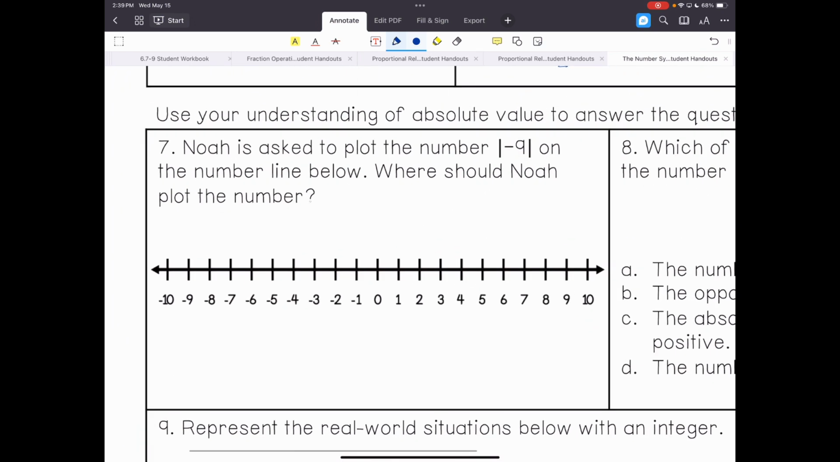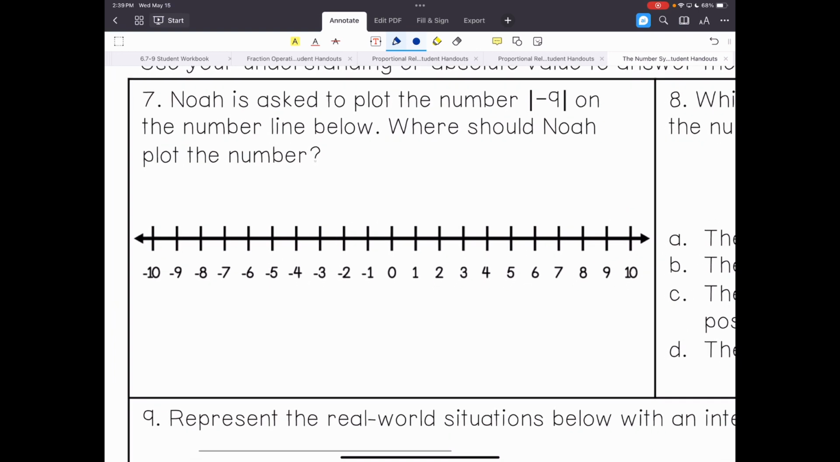Okay, so we have a couple of word problems. So Noah is asked to plot the absolute value, negative 9, on the number line below. Where should Noah plot the number? So the absolute value of negative 9 is actually equal to positive 9 because distance is always positive. I've said that so many times at this point, but the 9 units away from 0 means that if I'm plotting the distance from negative 9, I'm plotting positive 9 on the number line.